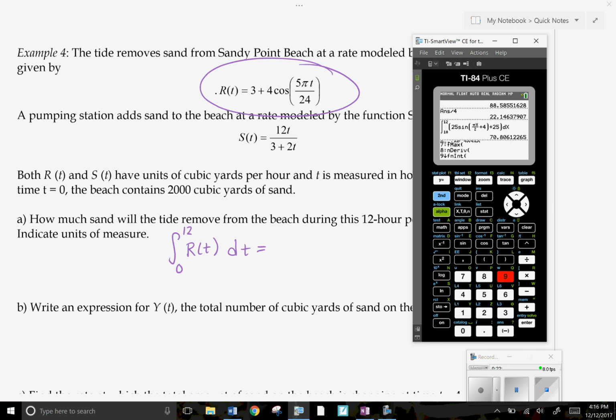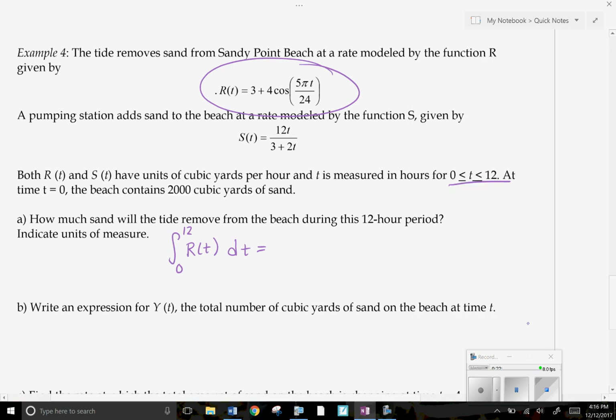And so I want math 9 from 0 to 12 of alpha trace Y1 dx. 42.111 cubic yards of sand.